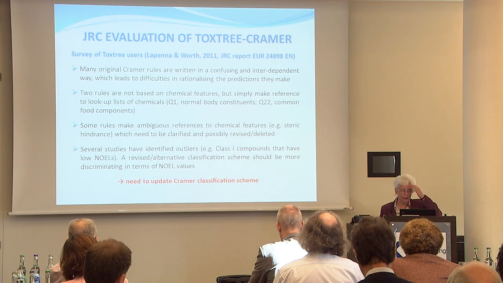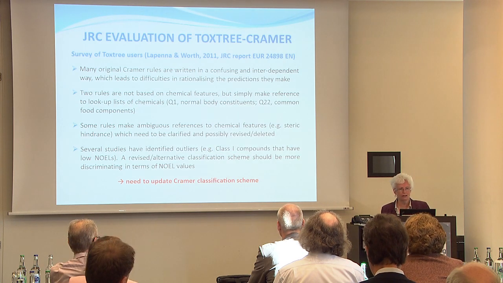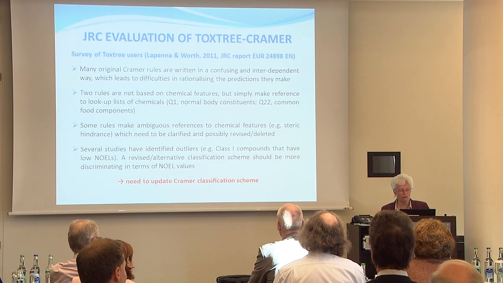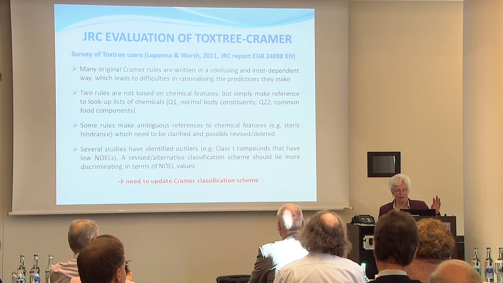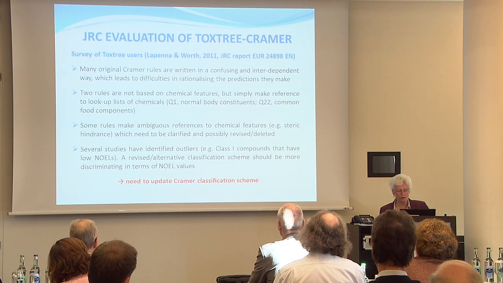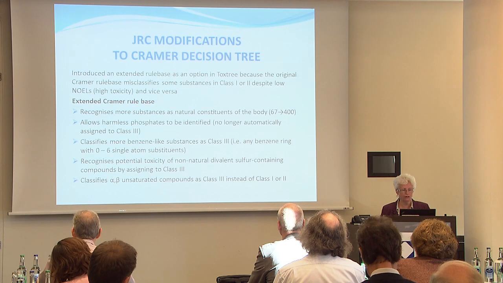And the prime example of that that I usually like to mention is that at the time that Cramer, Ford and Hall were working in 1978, we had no idea that phthalates have the extensive cross-species toxicity that we now know that they have. And phthalates would be classified in class one under the original Cramer decision tree. So that's just a glaring example of a problem. There are undoubtedly other compounds in class one about which we now have better knowledge and perhaps should not be there. So there's definitely a need to update the scheme.